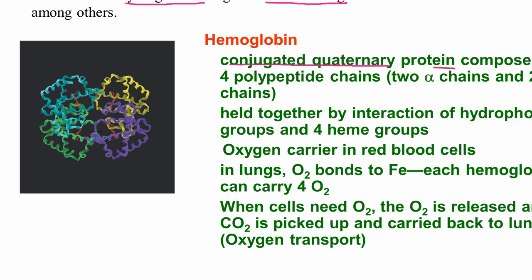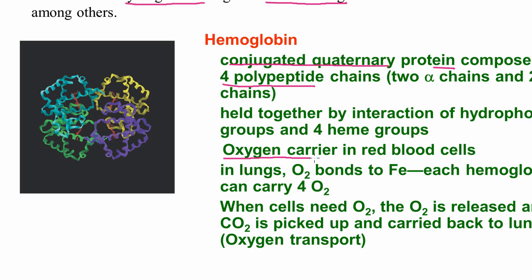And we see the representation here. It's composed of 4 polypeptide chains. 2 of them are alpha chains and 2 of them are beta chains. And they're held together by the interaction of hydrophobic groups and what we call heme groups. I'll show you what those are in a minute.